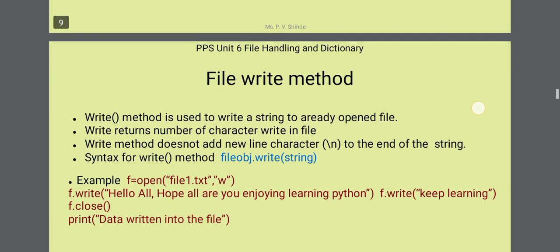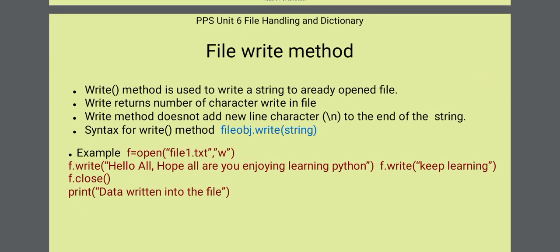Next one, which are the operations that can be performed. So the write operation is there. The write method is used to write a string to an already open file. You can also create a new file. Write returns the number of characters written into the file, and it does not add a newline character. Syntax for write method: file pointer dot write and the string that you want to write into that file.